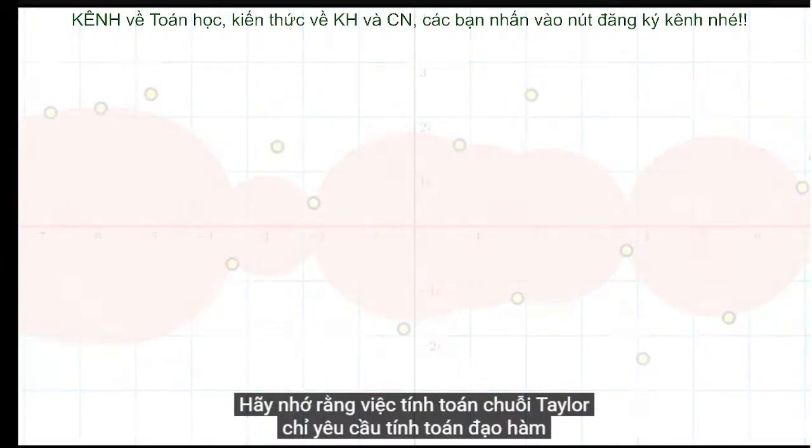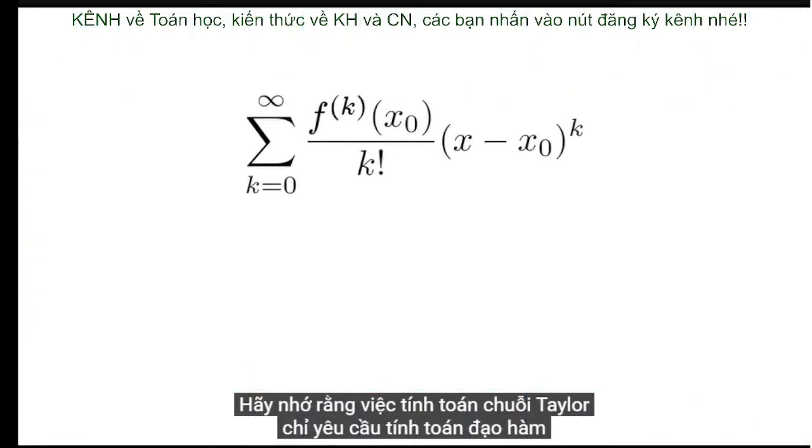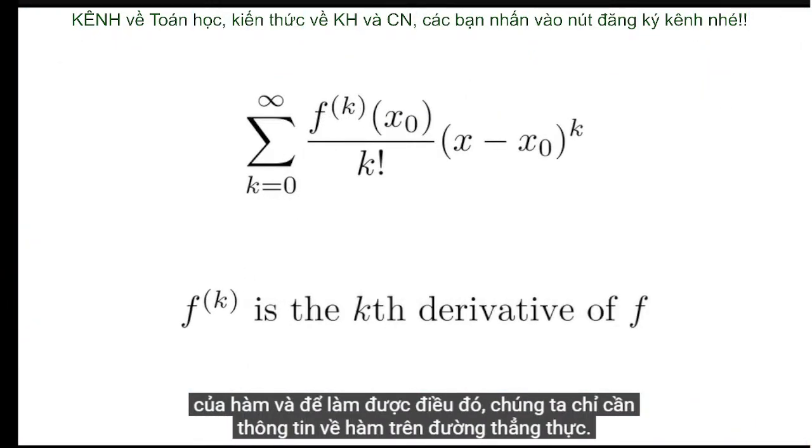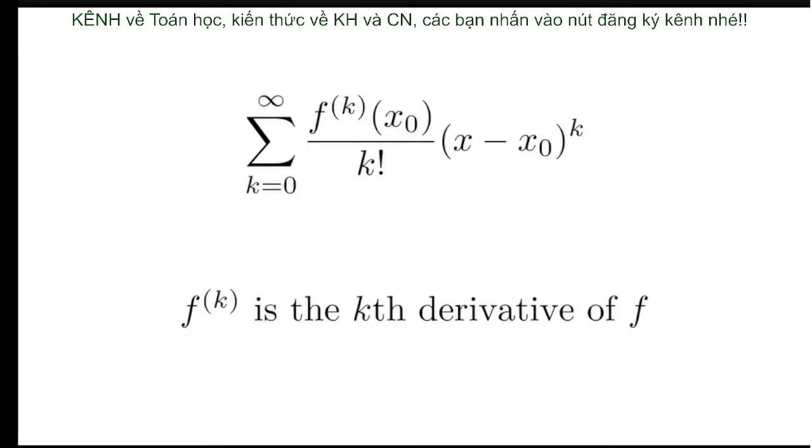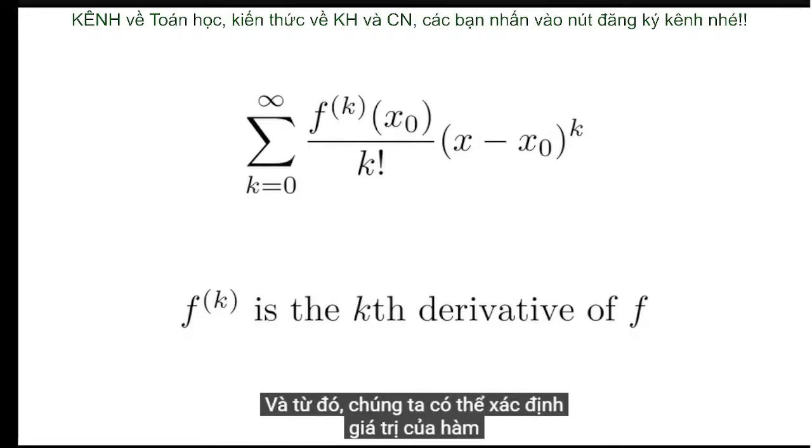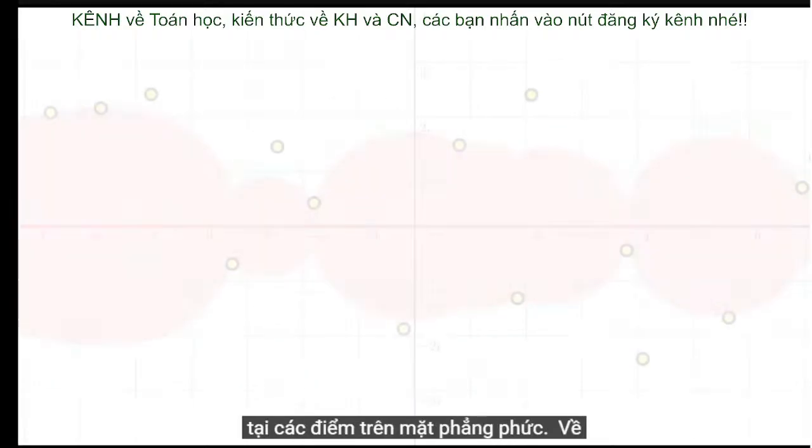Remember that calculating the Taylor series only requires calculating the derivatives of the function, and for that, we only need information about the function on the real line. And from that, we can just define what the values of the function should be in the points of the complex plane.